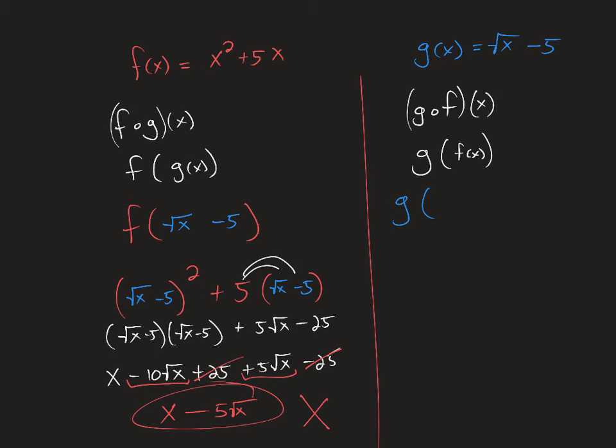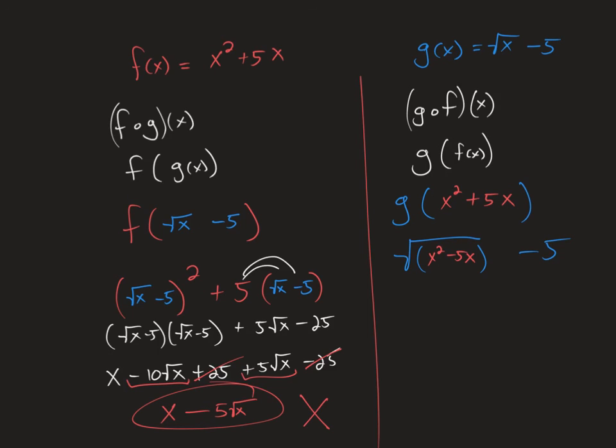So g of f of x, where the input into g is f. So x squared plus 5x. And g is saying the square root of stuff minus 5. The square root of stuff, where the stuff is the input, minus 5. And let's see, how does that work? So x squared plus 5x minus 5 under the root. Ooh, goodness, this gets nasty really quickly, doesn't it?